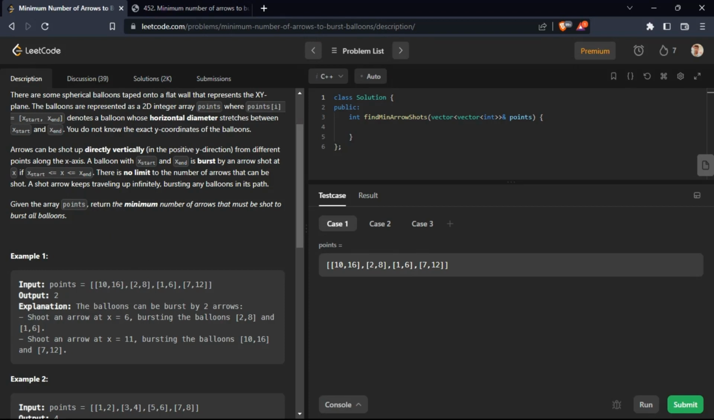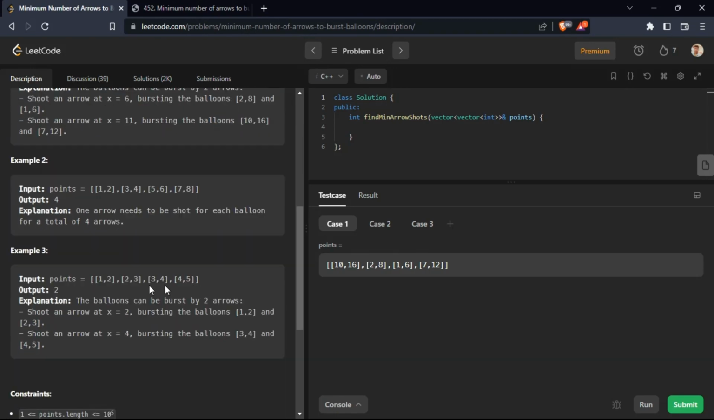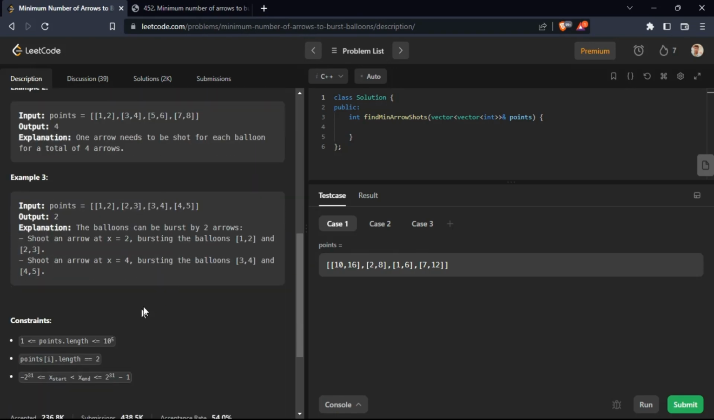So here in example number one, if we look closely at these intervals, 1 to 6 and 2 to 8, if I shoot at point 6, this will burst both the balloons. And similarly in the case of 7 to 12 and 10 to 16, if I shoot at 11, it will burst both the balloons. Similarly, we can see with the following example.